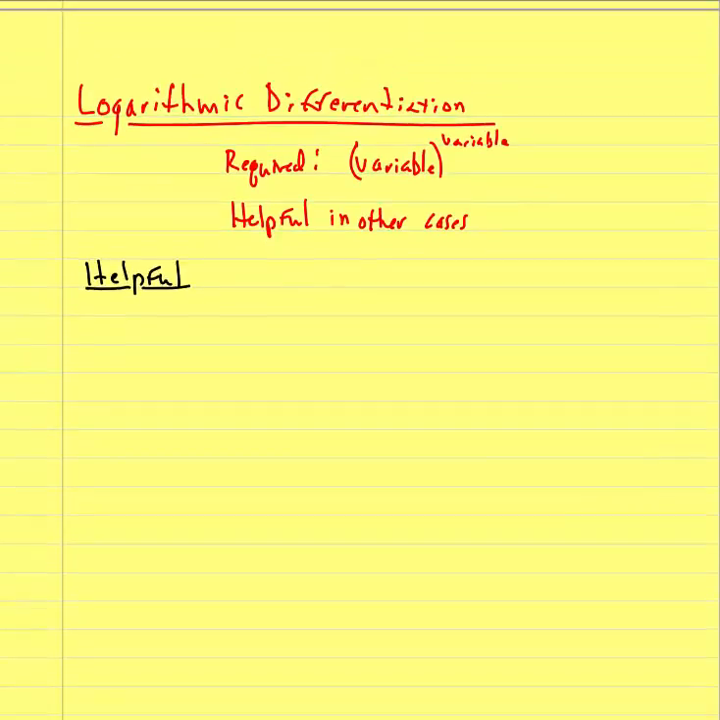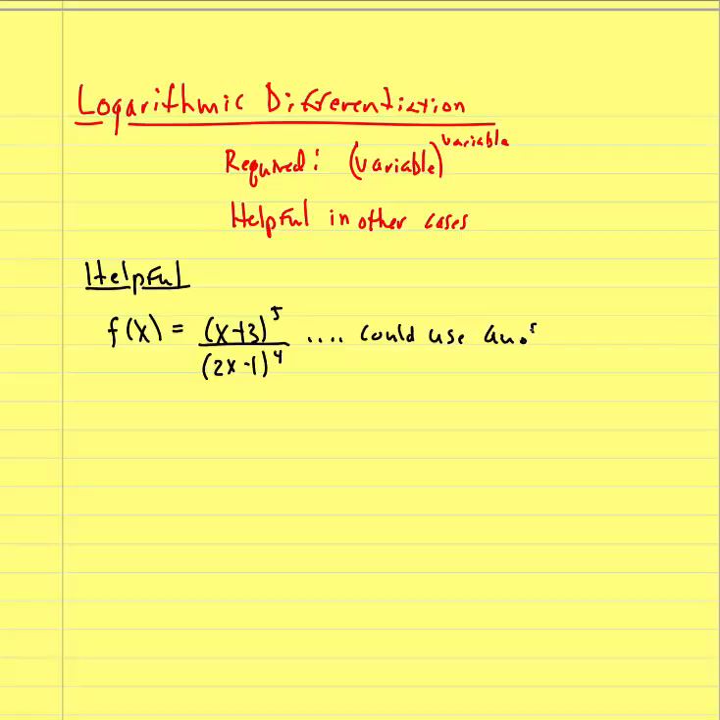So let's look at a case where we have a function like f of x equal, let's do (x plus 3) to the 5th over (2x minus 1) to the 4th. This is a quotient rule with a chain rule on top and bottom. So I could definitely do this problem with the quotient and chain rules involved. But I'm going to use logarithmic differentiation.